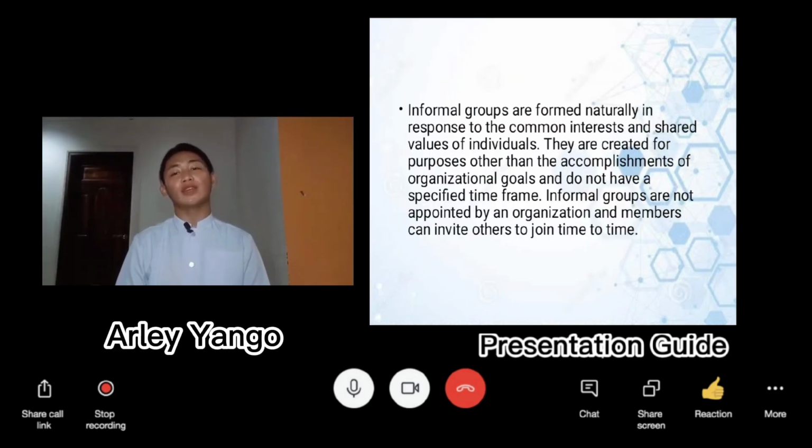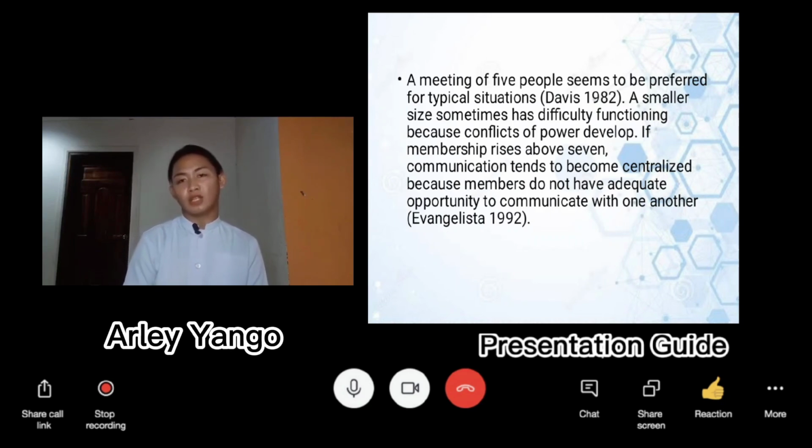Informal groups are formed naturally in response to the common interests and shared values of individuals. They are created for purposes other than the accomplishment of organizational goals and do not have a specific time frame. Informal groups are not appointed by an organization and members can invite others to join from time to time. So, informal groups have no organization behind them or no leaders. It happens suddenly or naturally as long as the people in that group have the same interests. Unlike a formal group that has a fixed time to gather, the informal one can happen anytime, anywhere, as long as the people in the group like the same things. Even if there are many of them it is okay, because no organization dictates it.